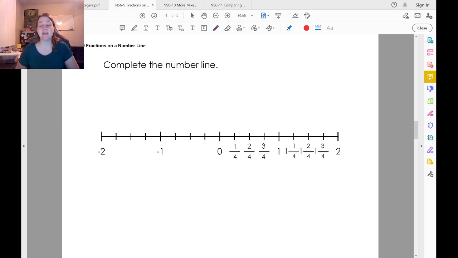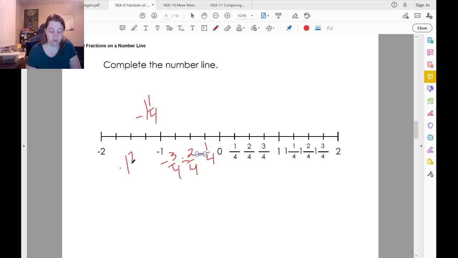We're going to complete the same number line, but on the negative side. So you try and go ahead and fill this out, and when you come back, we'll talk about it. Welcome back. Next to 0 on the left, on the negative side, would be negative 1/4, then negative 2/4, then negative 3/4, then negative 1. Then we go to negative 1 and 1/4, negative 1 and 2/4, negative 1 and 3/4.